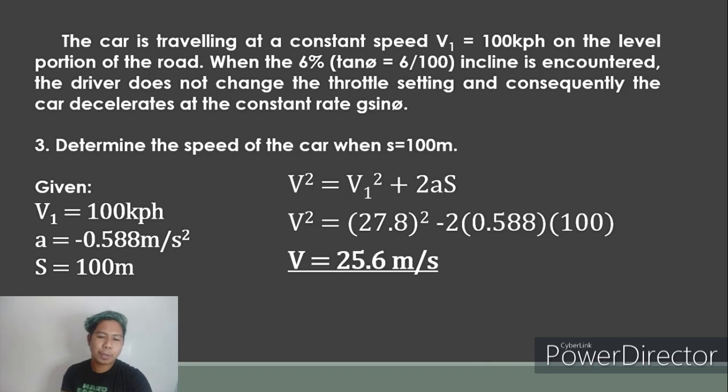So, nung nakarating siya nung 100 meters na yun nung paangat, ang takbo na lang niya ay 25.6 meter per second. So, medyo mabagal na yung kanyang takbo. Alright? So, that's all doon sa ating first topic, which is the rectilinear motion with constant acceleration.